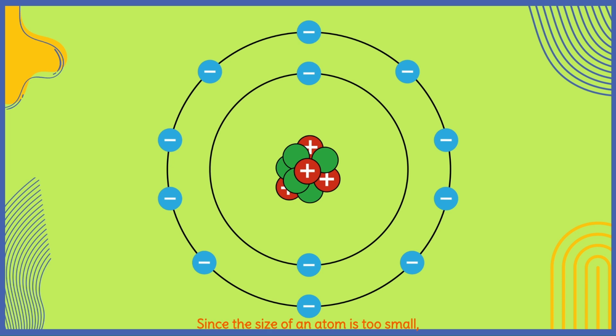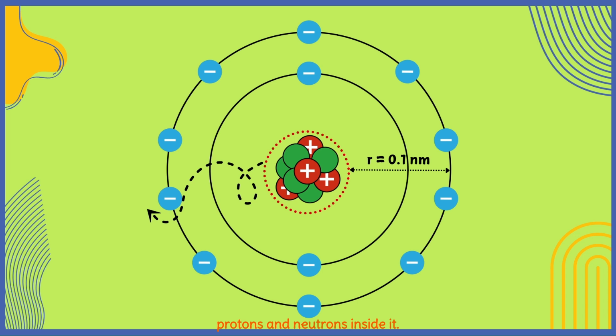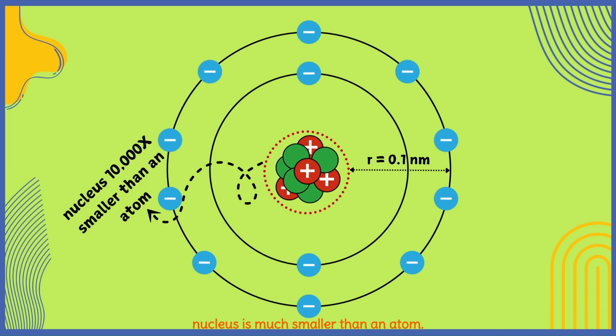Since the size of an atom is too small, its size is usually described through its radius. The radius of an atom is measured from the nucleus all the way to the outermost shell of electrons. The radius of an atom is around 0.1 nanometer. Most of the mass of an atom is present in its nucleus because of the presence of protons and neutrons inside it. However, when compared in size, the nucleus is much smaller than an atom. It is almost 10,000 times smaller than an atom.